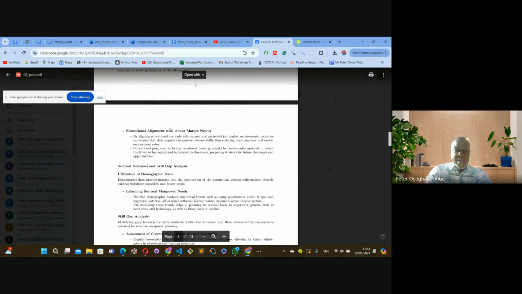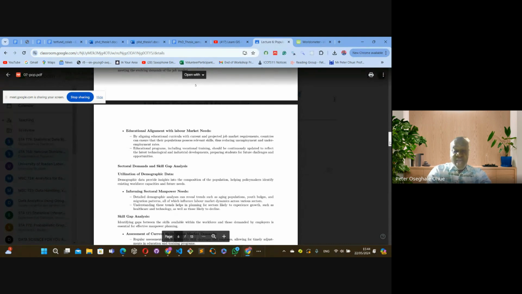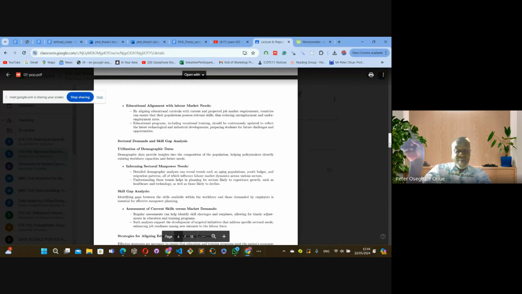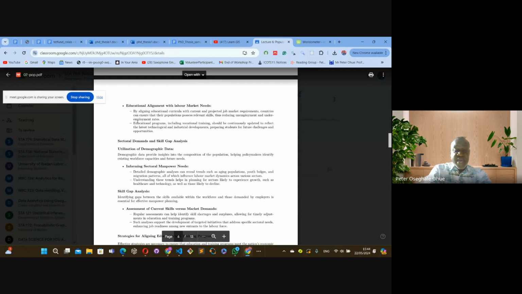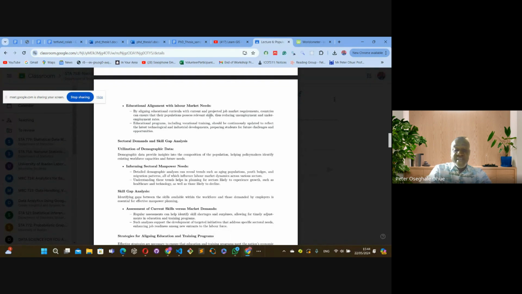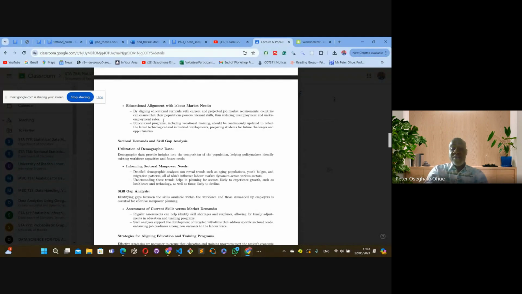All right, educational alignment with labor market needs. So there need to be workshops and symposiums and real training happening so that what is needed in the labor market is what is being taught in our schools. It says here, by aligning educational curricula with current and projected job market requirements, countries can ensure that their population possesses relevant skills, thus reducing unemployment and underemployment rates. Permit me to say that's why I like our unit, and that's why I thank God for Professor Lubuse with that lab that he has there. The beautiful thing is that there's a demand for certain types of skills, but what is being taught in school does not prepare people for that market. So that's the kind of thing that is being described here.